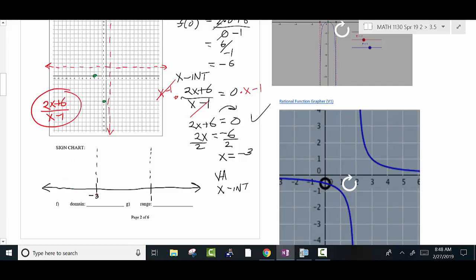So all you got to do is pick a number less than negative 3. Negative 4 is a good choice. Keep it as simple as possible. Okay. Now plug in to your function. So you're just going to plug in, so you have 2 times negative 4 plus 6 over negative 4 minus 1. You can work that out if you want to, but I never do.